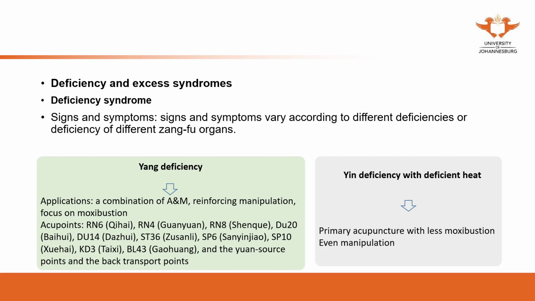Excess refers to the excess or the prevailing of pathogens. So firstly, we must be very clear about these two different categories. We will never say the pathogens are deficient or the antipathogenic qi is excess. When we understand the terms of deficiency and excess, we will know the treatment principles directly.